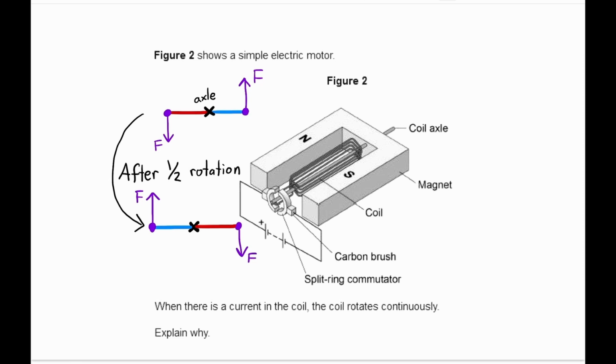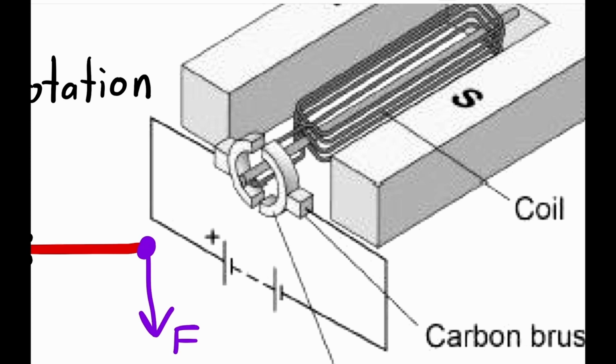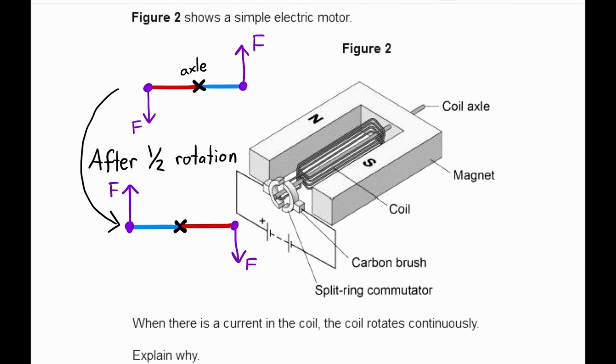We solved this issue of half rotations by introducing the split ring commutator. These C-shaped pieces of metal act to reverse the direction of current through the coil every half rotation. By reversing the direction of current from, for instance, clockwise to anti-clockwise, we effectively flip the direction of force on each side every half rotation, allowing the coil to rotate smoothly.